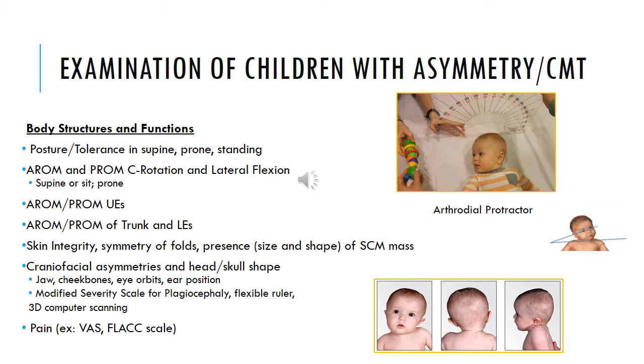Moving on, you'll also want to take a look at the gross range of motion of that child's upper extremity, if there's any pain associated with that, as well as in the trunk and lower extremities. And we've already talked about some of the other conditions that could mimic challenges with torticollis, or that could also be existing concurrently with the torticollis.